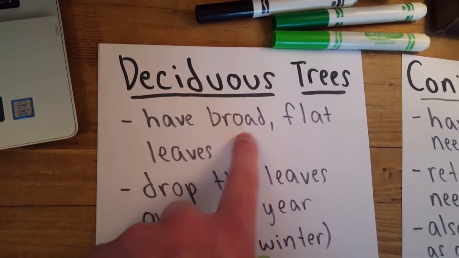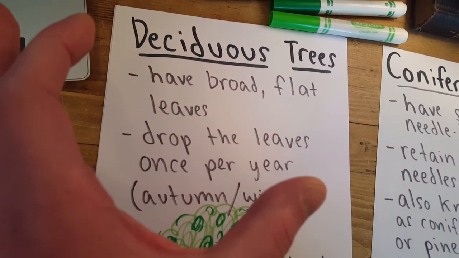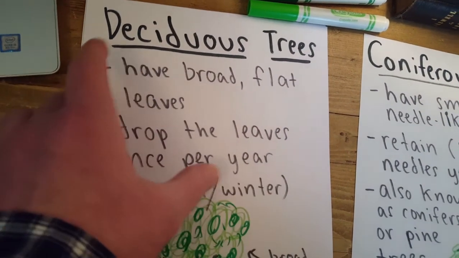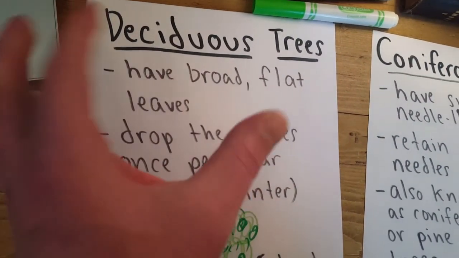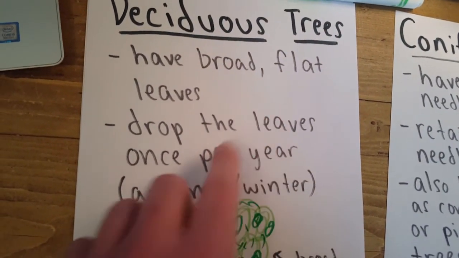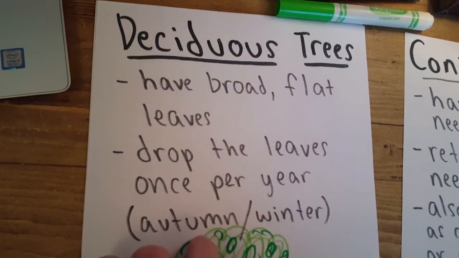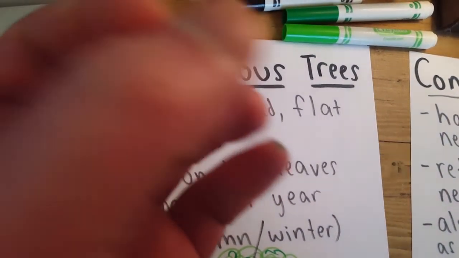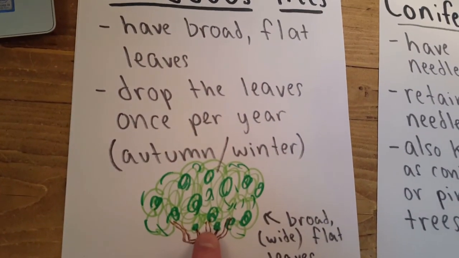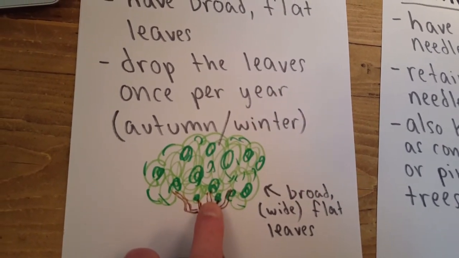They have broad, flat leaves. Broad means wide. Okay, they're not narrow, but broad would be wide leaves. If you picture a maple leaf, it's a broad leaf, it's a wide leaf, or an oak leaf. And they're flat. They're not all curled up or in these crazy three-dimensional shapes. They're flat.